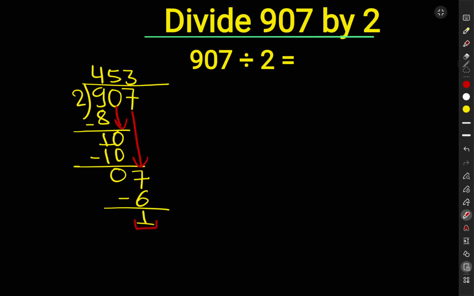So now this 1 is less than 2 and there is no other number to put it down. So we take here decimal so that we put 0. So it is 10 and 2 times 5 is 10. On subtracting we get 0. So 907 divided by 2 is 453 decimal 5.